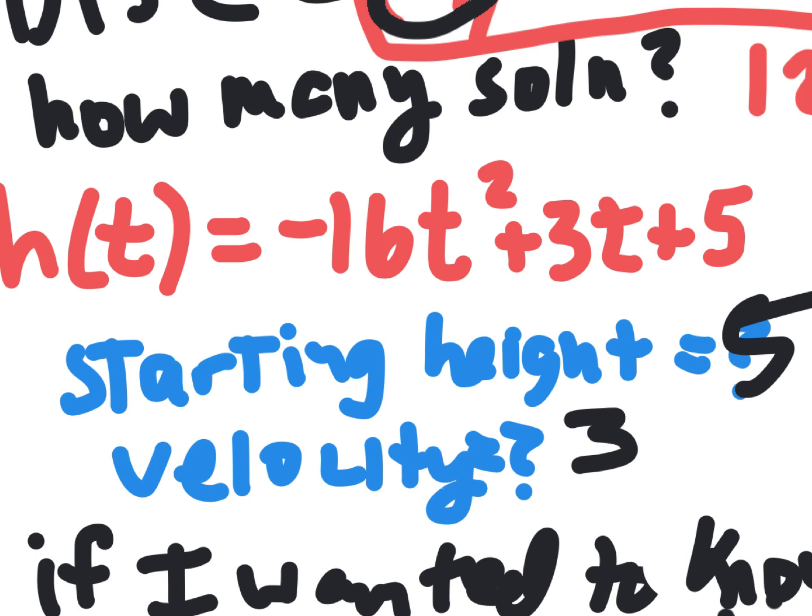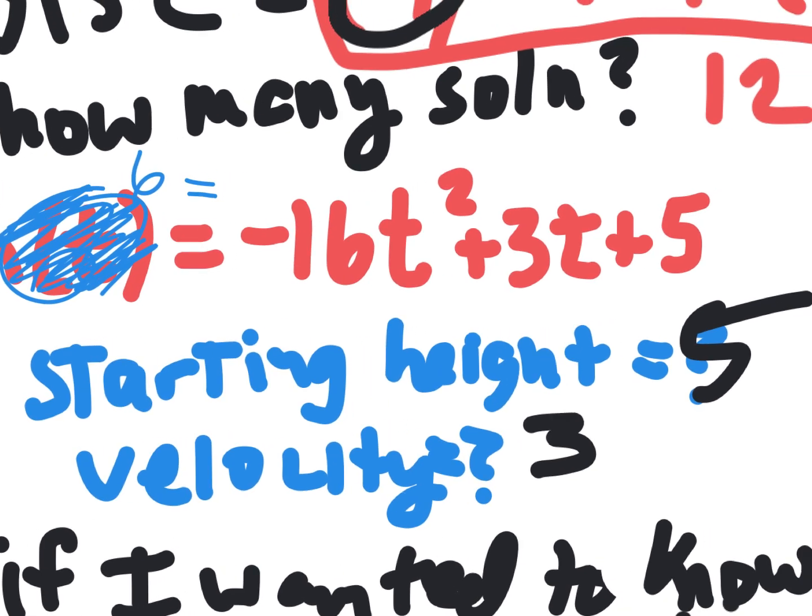Well, you can't put it in under time. That wouldn't make any sense. Height. So right there, you put a 6. And then you can use the quadratic formula, but not right away.